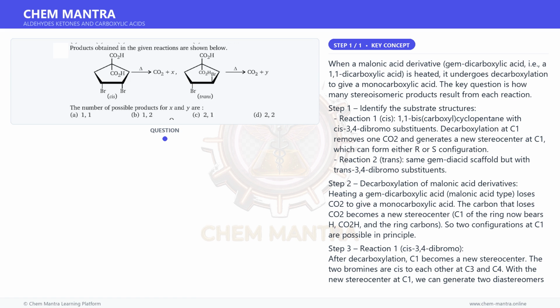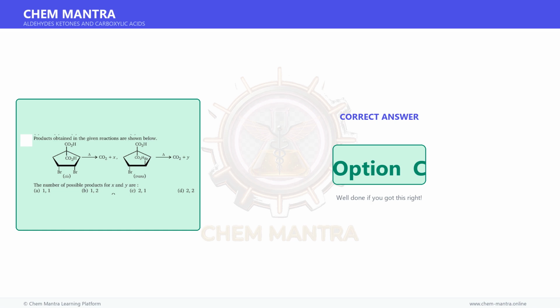Step 5, Conclusion. X equals 2, Y equals 1, which corresponds to option C. Why other options fail? A, 1,1 ignores the new stereocenter created in reaction 1. B, 1,2 reverses the counts for X and Y. D, 2,2 incorrectly assigns two products to reaction 2 when symmetry reduces it to 1. Therefore, the correct answer is option C.